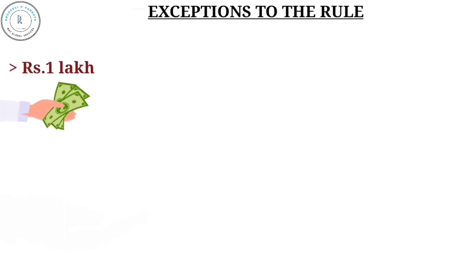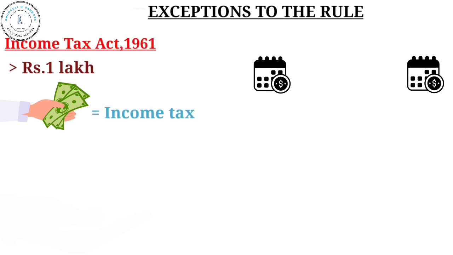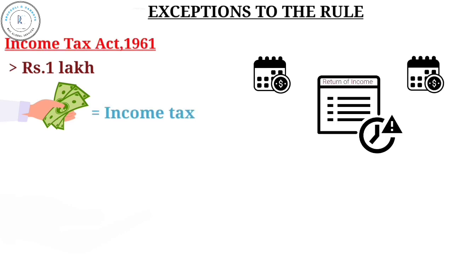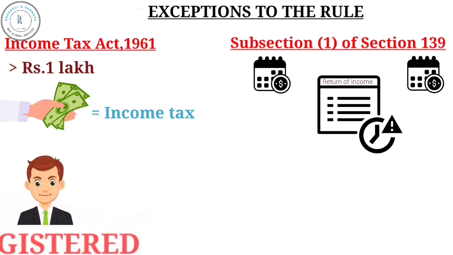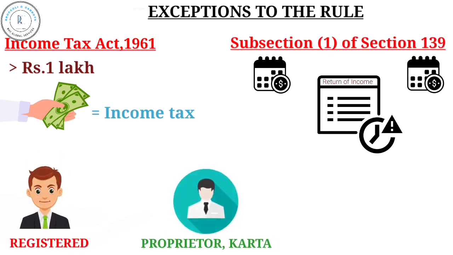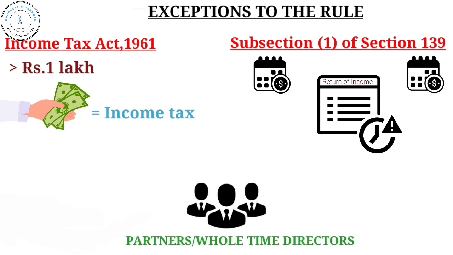If the persons mentioned below have paid more than 1 lakh rupees as income tax under the Income Tax Act, 1961, in each of the last 2 financial years, for which the time limit to file return of income under sub-section 1 of Section 139 of the said Act has expired: the registered person, proprietor, Karta, or managing director of the registered person, any of the partners, or whole-time directors, or any other person, as the case may be, to avail relaxation.